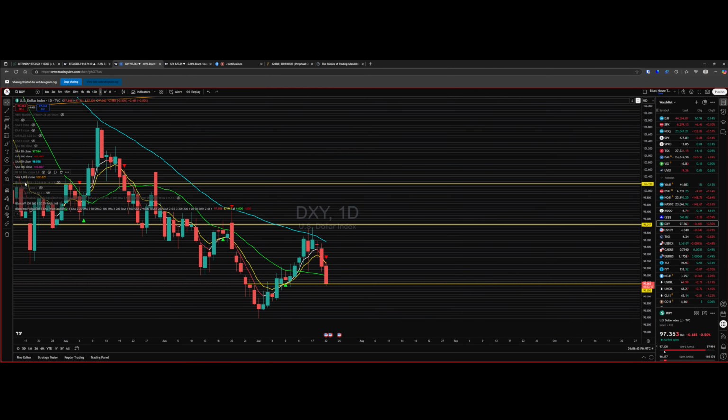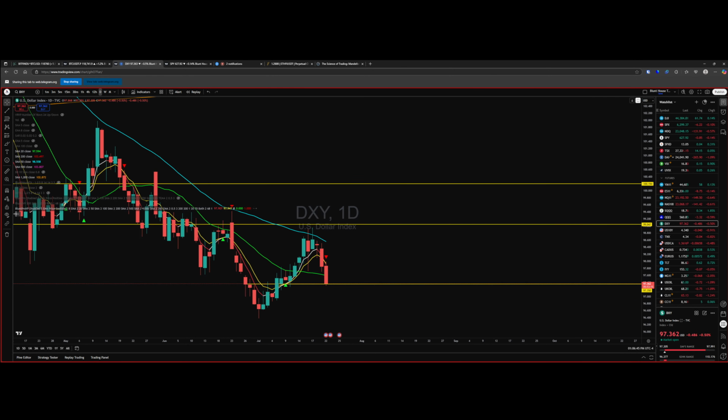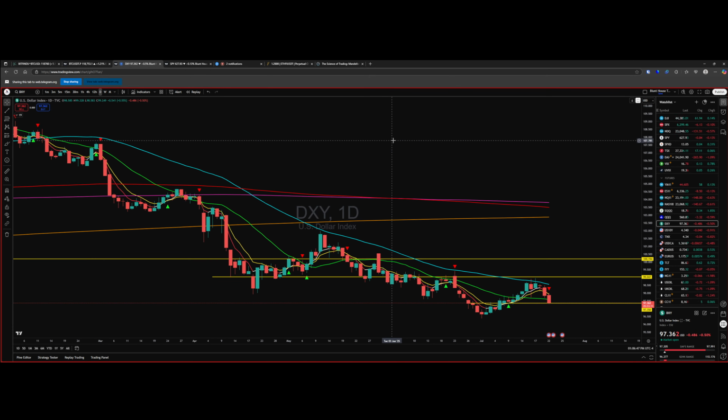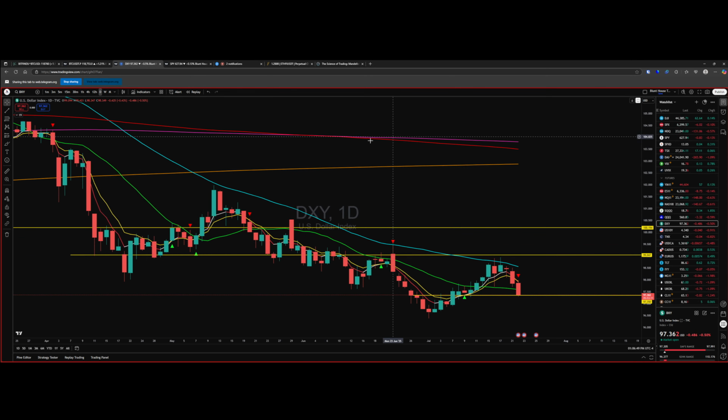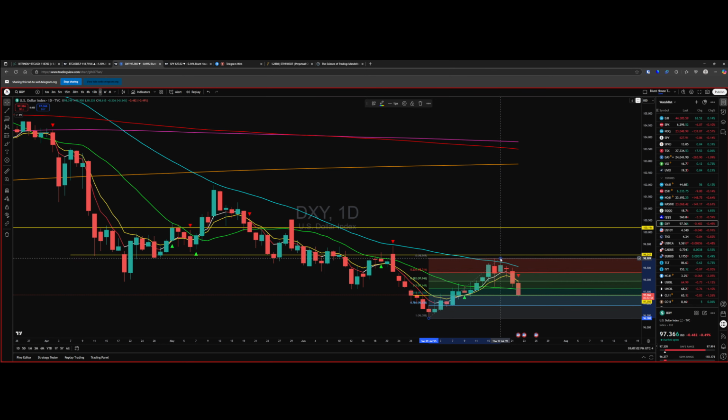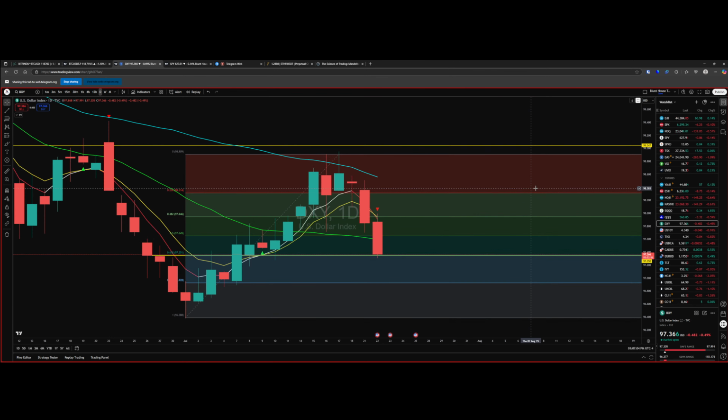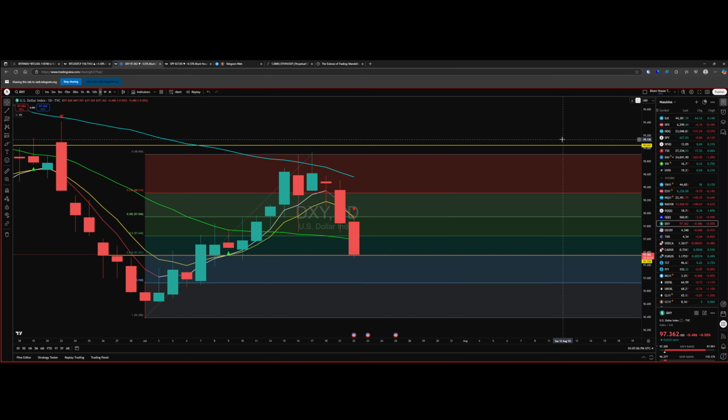Same. Any asset, any time frame, any market, same thing. Remember how we had the fibs? Swing low, swing high. Boom. Not really different at all.